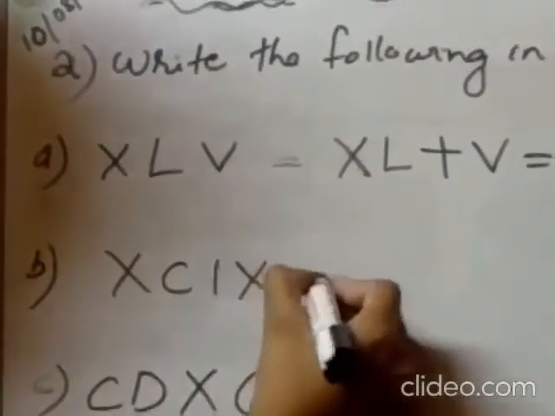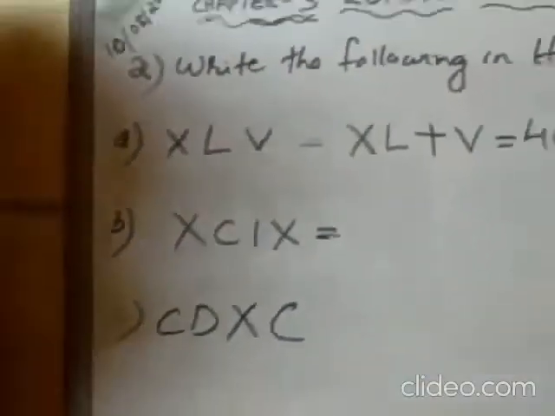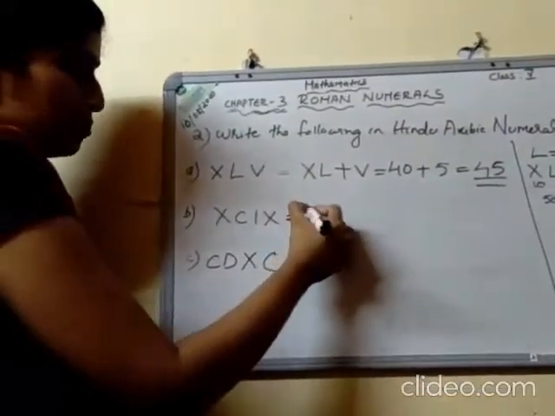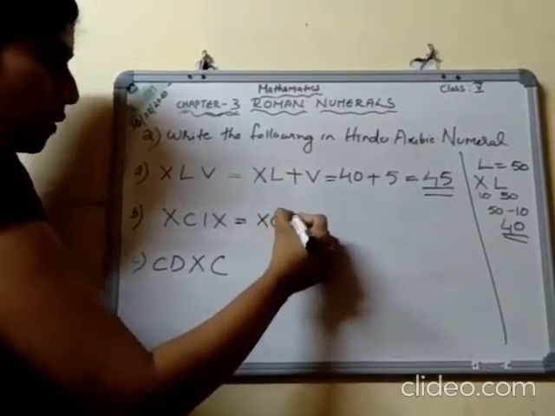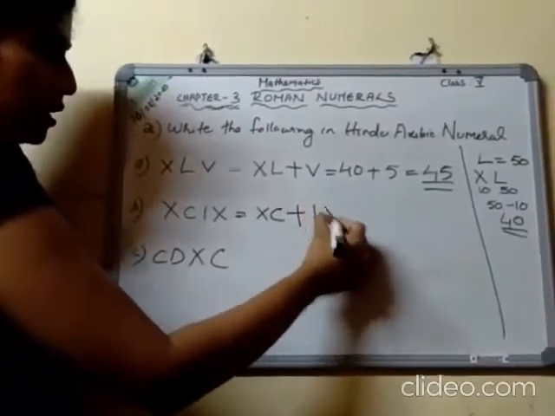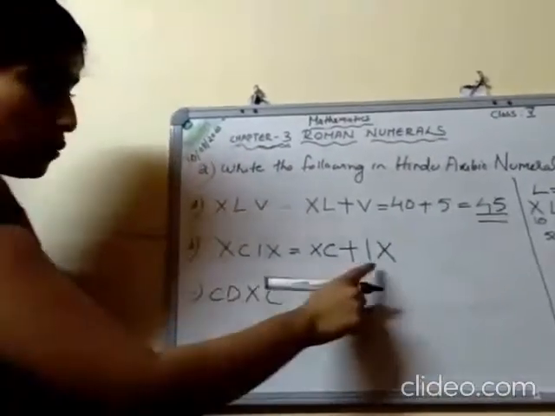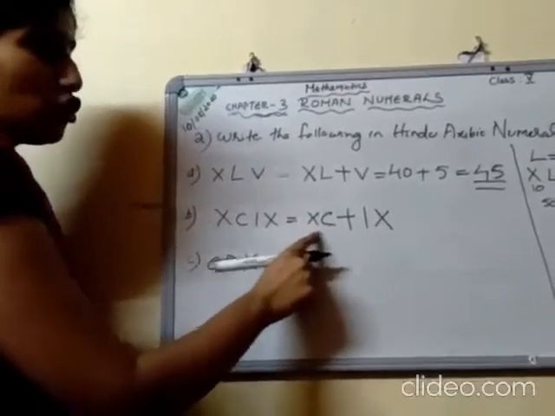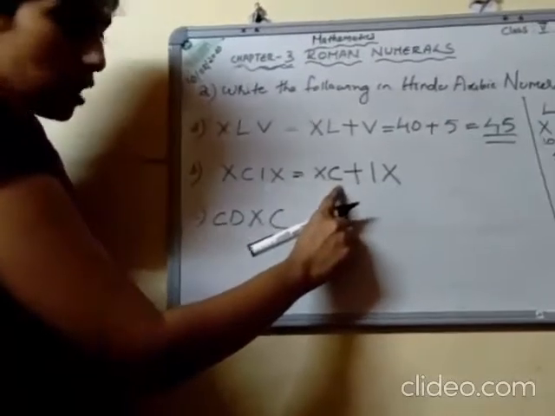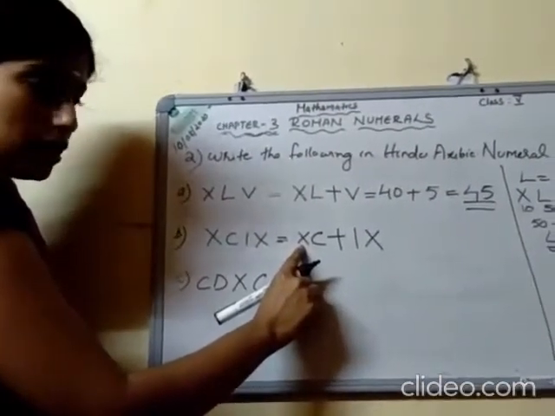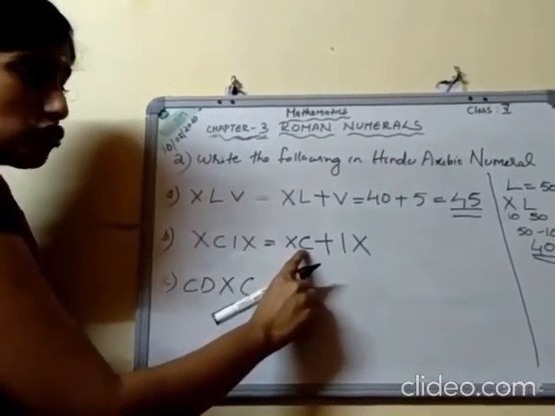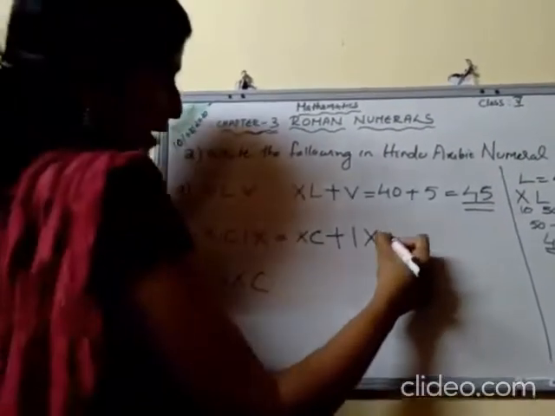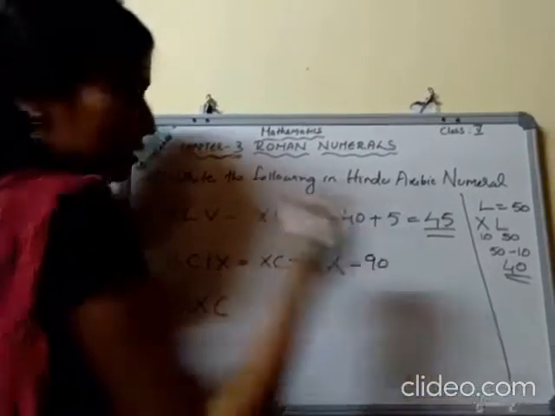XCIX. Which Hindu-Arabic numeral does this represent? We can write this as a sum of XC plus IX. You know, this is a representation of which Roman numeral? C is 100 and X is 10. The smaller value is placed to the left side of the larger value. So 100 minus 10 is 90. We have written XC in that table.